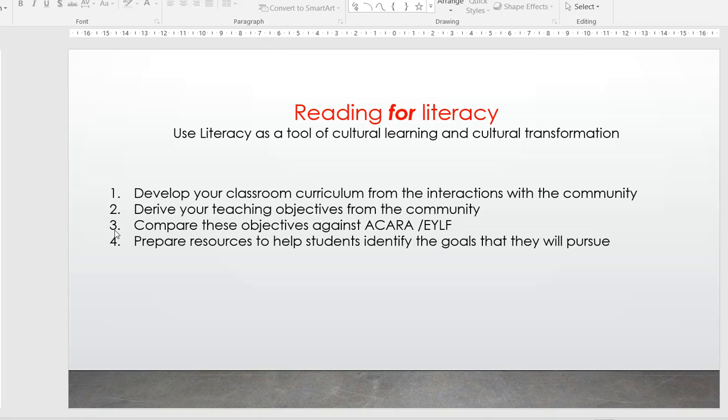So develop your classroom curriculum from the interactions with the community. I just read it out and I'll translate it later what I mean by that. Derive your teaching objectives from the community, right? Because that's where literacy lives. It was created by the community for the community. So connect with the community, derive your objectives from the community, compare these objectives against ACARA or the Early Years Learning Framework, and then prepare resources to help students do whatever I write there. We'll explain it later on. So prepare resources to help your students identify the goals that they want to pursue. Whatever that means, it means just prepare resources to enable students to achieve those objectives, right? So that's what it means.